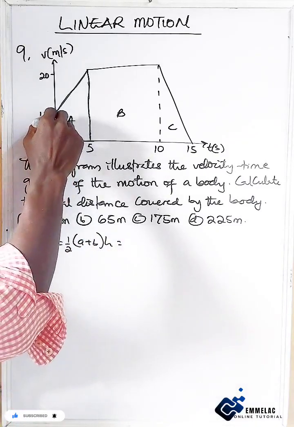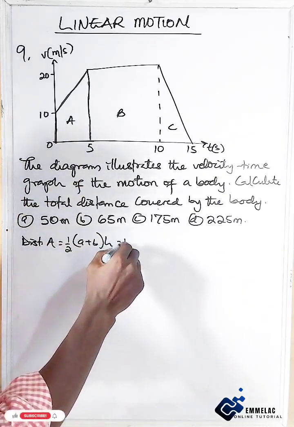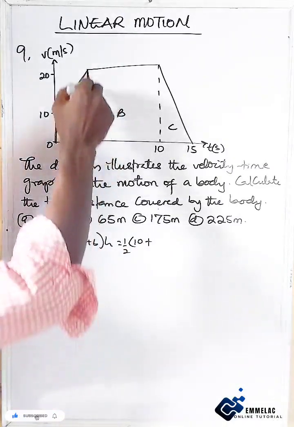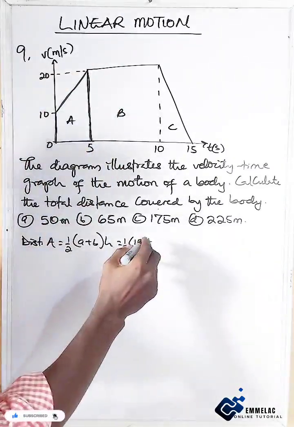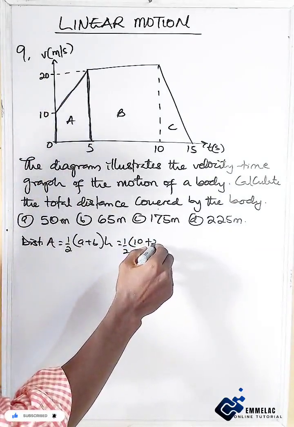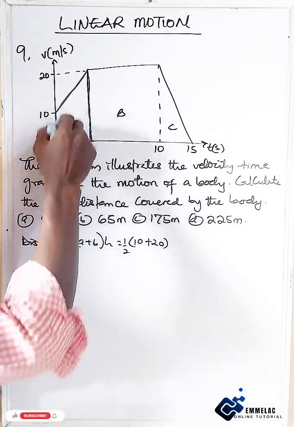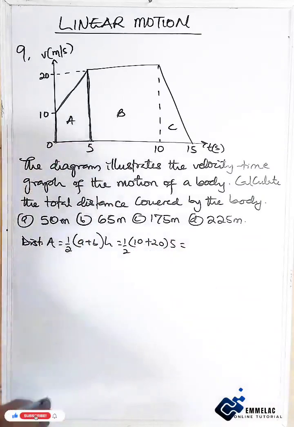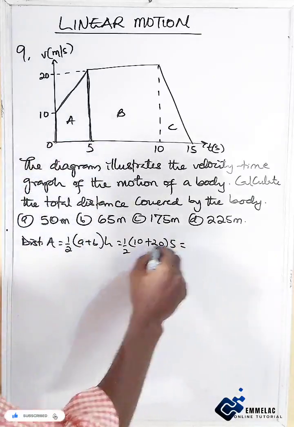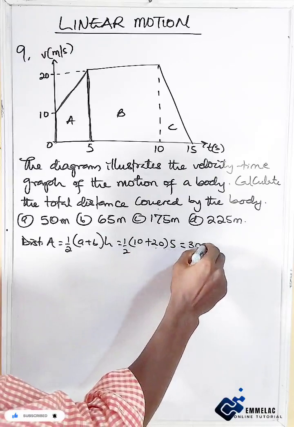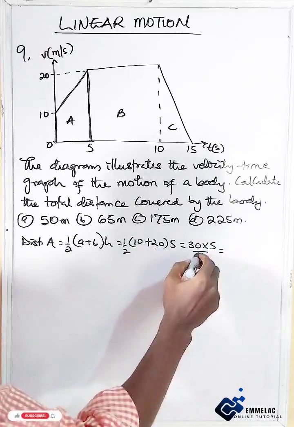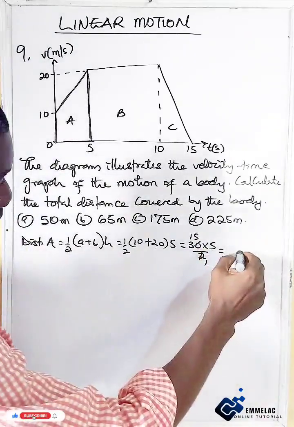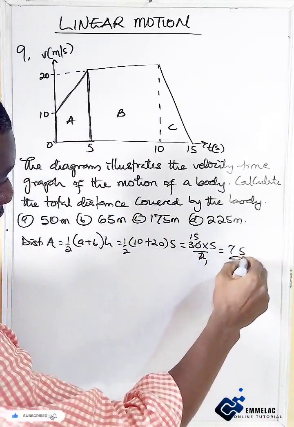Now this is our small a, which is 10. So 1 over 2 into what? 10 plus, then from here is the B, which is 20. Then our height from here to here will be 5. So this will be 30 times 5 all over 2 to give us 15. Now 15 times 5 here, that should give us 75.